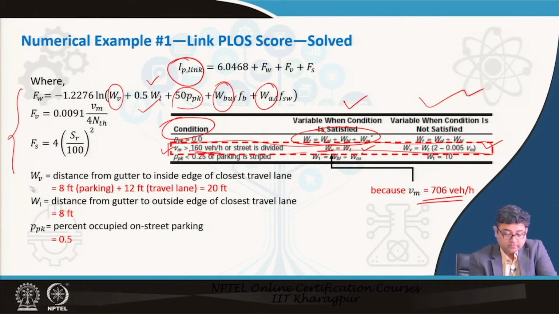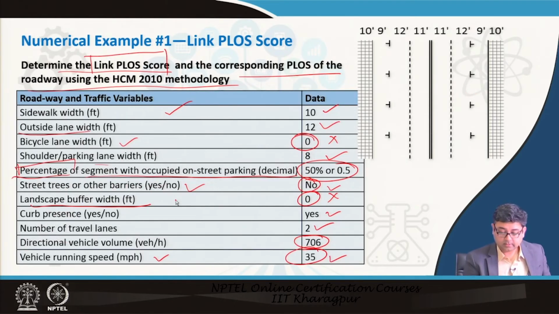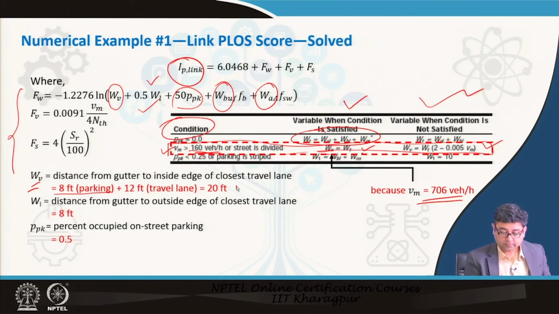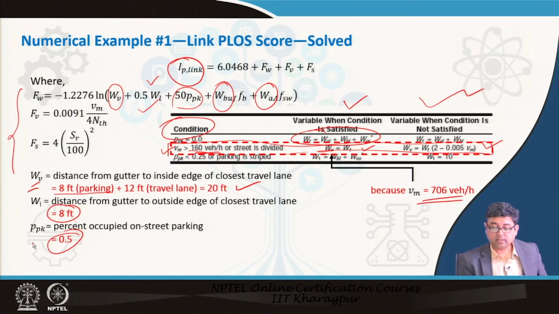In this case, the distance from the gutter to the inside of the closest travel lane: 8 feet of parking plus 12 feet of travel lane, right. You have 8 feet of parking plus 12 feet of travel lane. So, that gives you 20 feet. Distance from the outside edge to the closest travel lane: 8 feet of parking is given, and 50% of it has parking. So, you know all of these 3.